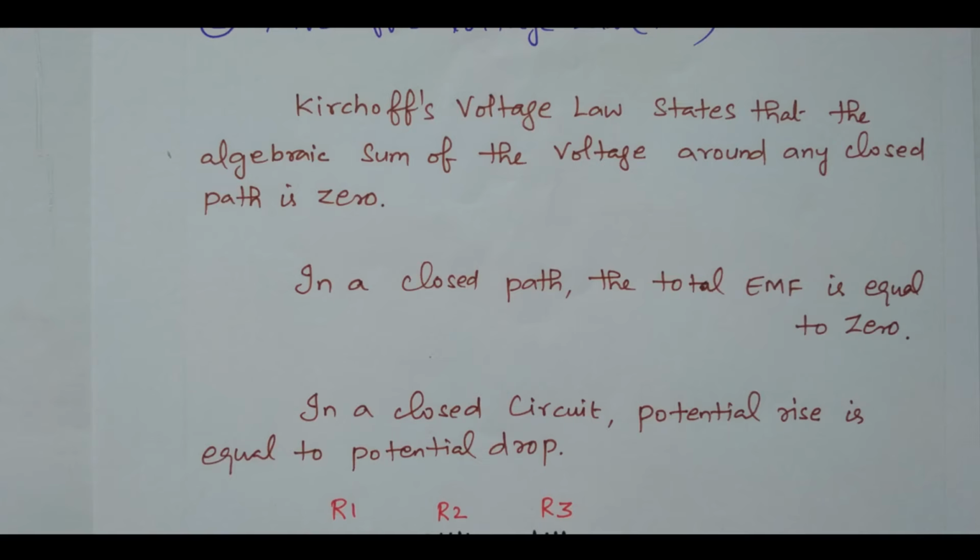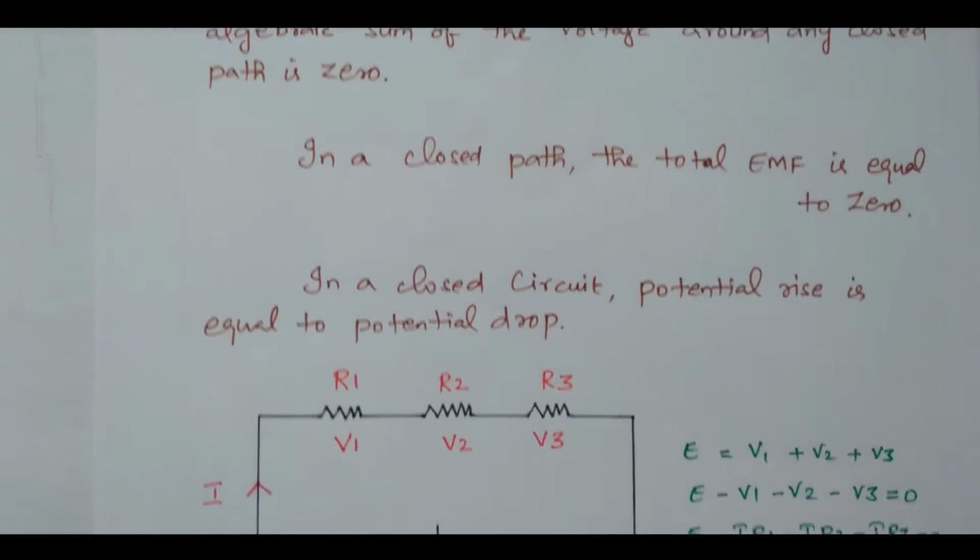That is, we can say in a closed path, potential rise is equal to potential drop. Right? Potential rise is equal to potential drop. Otherwise, total potential is equal to 0. Now we'll see this diagram so that you are able to understand.